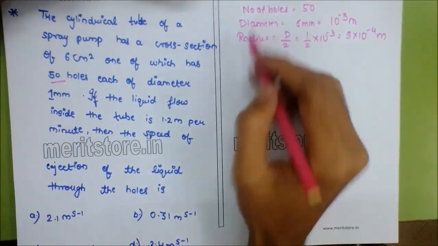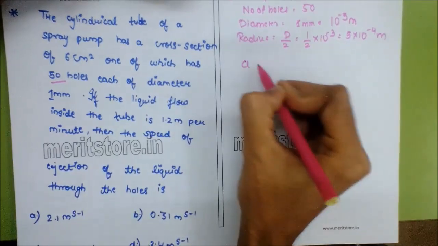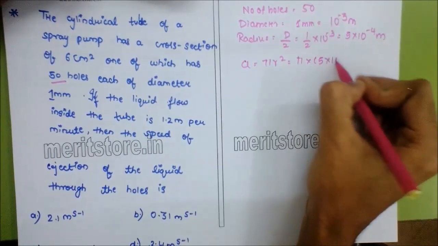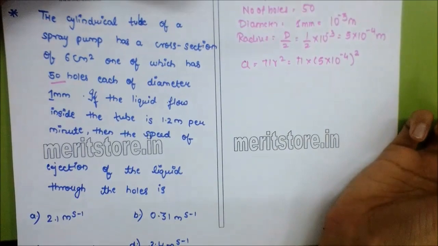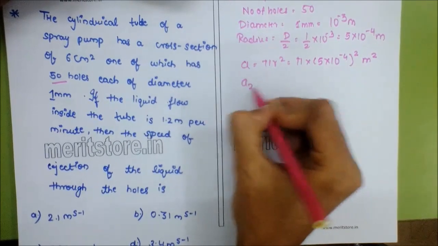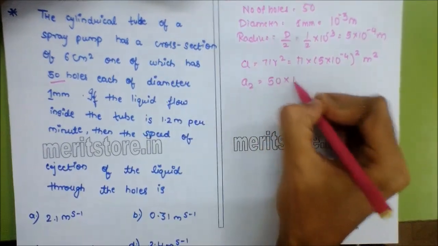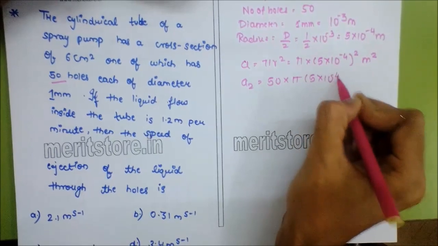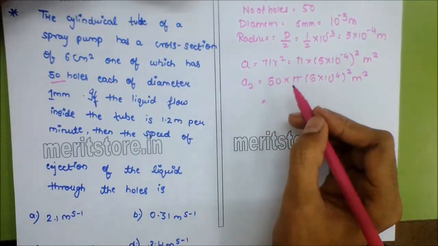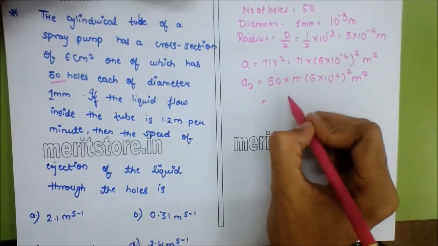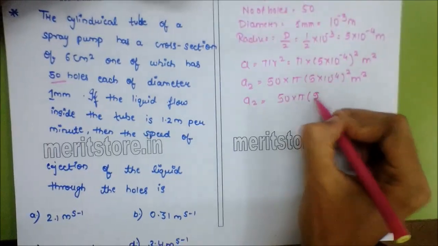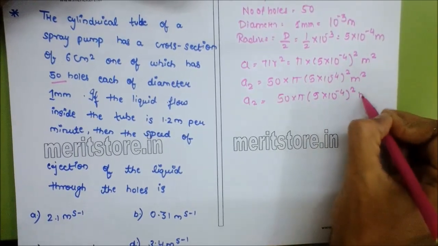So we'll find the area of cross section of the hole. The area of cross section of one hole will be pi r square. So pi into radius, which is 5 into 10 raised to minus 4, square, in meter square. So for the area of cross section of all 50 holes, it will become 50 into pi into 5 into 10 raised to minus 4 square meter square. We can take this as A2, that is 50 into pi into 5 into 10 raised to minus 4 square meter square.